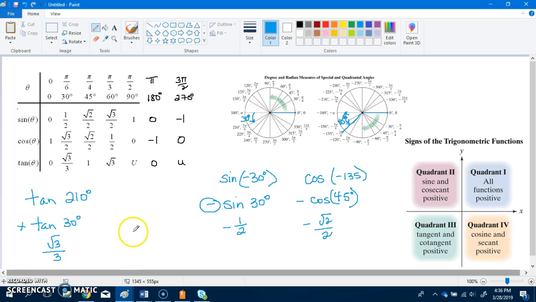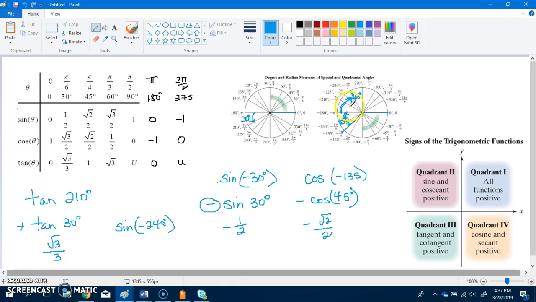Okay, let me do one more. Let's do the sine of negative 240 degrees. So again, we're going to identify that on our unit circle. We're going in the opposite direction to 240, which is right here. That's this line here. So 60 degrees is our reference angle. You always measure from the horizontal.